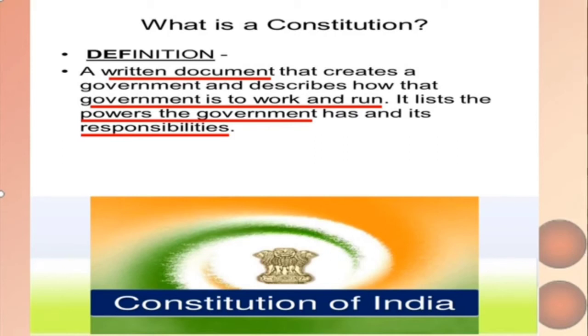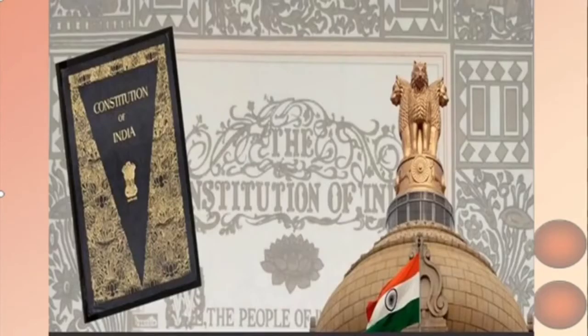So once again, let us read the definition of a constitution. A constitution is a written document that creates a government and describes how that government is to work and run. It lists the powers the government has and also its responsibilities. So the government does not only have the powers, it also has a lot of responsibilities. And all the rules which are necessary for running our country, India, are mentioned under the Constitution of India.